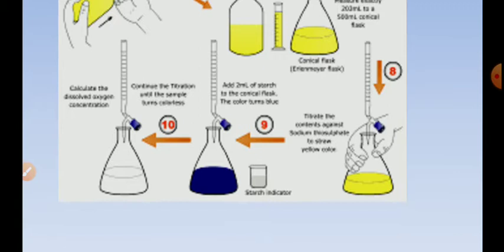Now, with the same burette from where you added 1 to 2 ml of thiosulfate into the conical flask, titrate the solution in the conical flask, which is blue in color, till the blue color disappears, that is, till the change in color is from blue to white or blue to colorless.